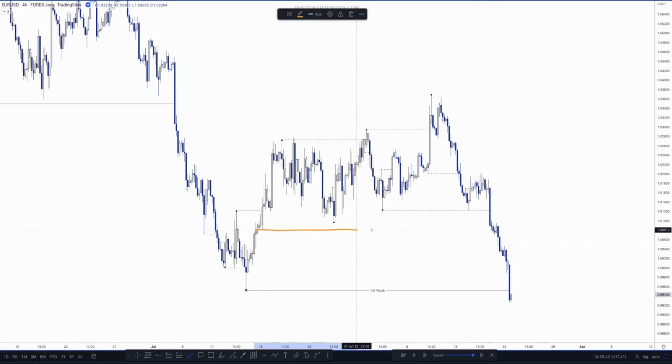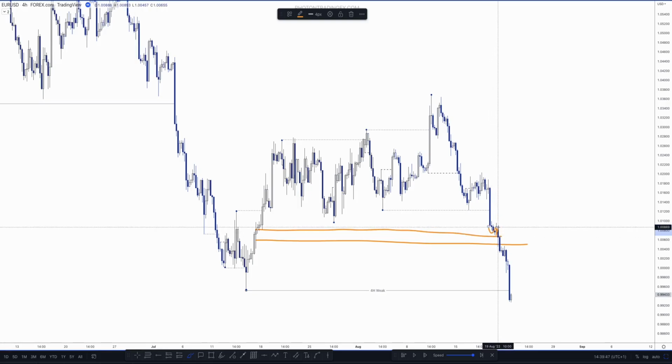Because as you'll learn, there are demand levels around here, and price can come in. It can give you little bounces on lower time frames. But you have to understand now, you are buying against everything being bearish.